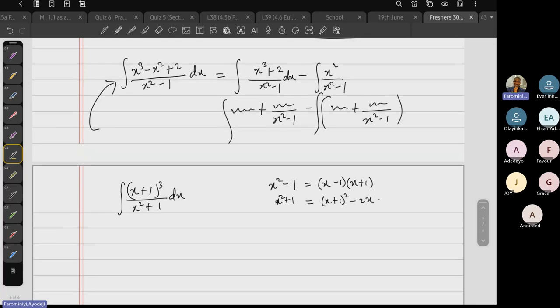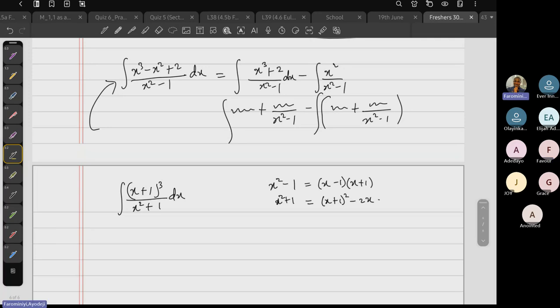So, Favor, I can see your hand. You just go ahead and unmute and talk. Don't worry, you can always interrupt me. I'm okay with that. So, Favor, what do you have to say? Okay, so what I think is that it's going to lead into partial fractions. So you're going to divide the denominator with the numerator. Then from there you do your partial fractions.